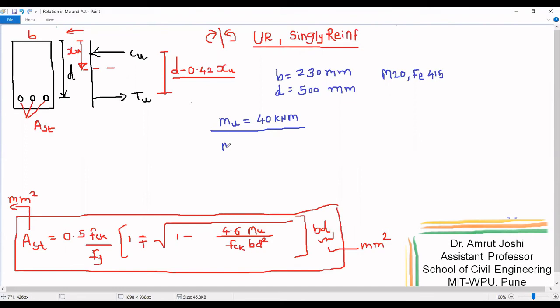So therefore first let us calculate moment of resistance of balanced section with this effective dimensions. It is going to be RUB into BD square, that is 230 into 500 square, and RUB for M20 and Fe415 we know it is 2.76. So this value works out to be 158.7 kilonewton meter. As Mu is less than MURB, we are dead sure that this cross section is going to be under reinforced section, and therefore now we can use this formula to compute value of tension steel required.